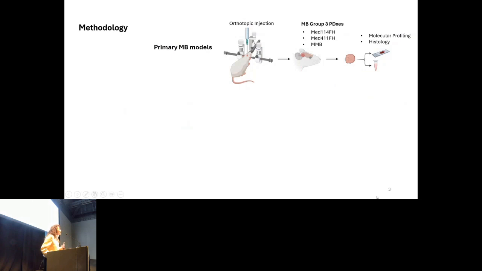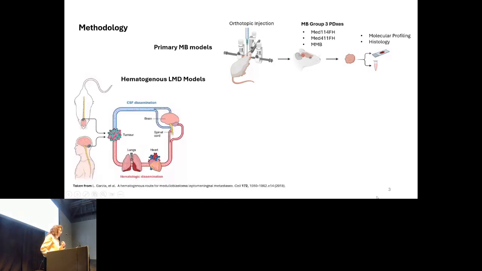The primary tumor is actually quite easy to get. We take cells from patients and inject them into mice orthotopically, meaning at the site of the tumor's location, in this case the cerebellum. Then we wait for the mouse to develop clinical signs, and we harvest the tumor. But for the metastatic model, that's a little bit more challenging.